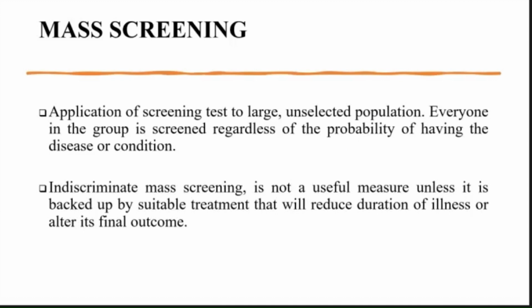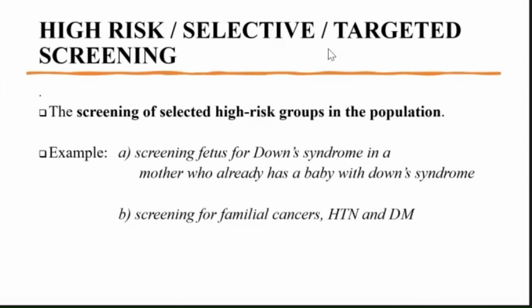We have taken all the school children for the visual defect, or we are screening all the newborns for some congenital defect. Next is high risk screening, also known as selective screening or targeted screening. As the name indicates, high risk screening means we are selecting the people who have a high chance of harboring the disease, or a particular high risk group for any kind of condition. So in mass screening, we have selected all the population regardless of their risk. But here we have selected only the high risk group in the population.